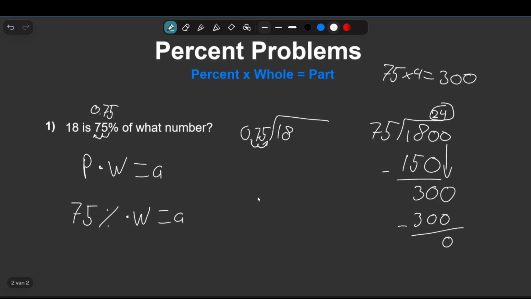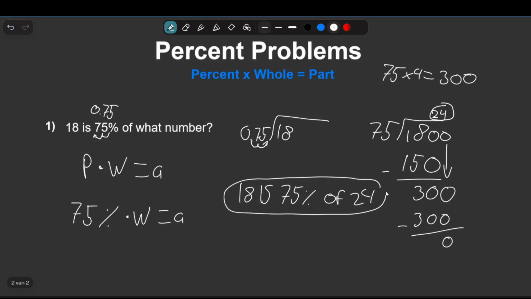So this means that 18 is 75% of 24. And now this will be our final answer.